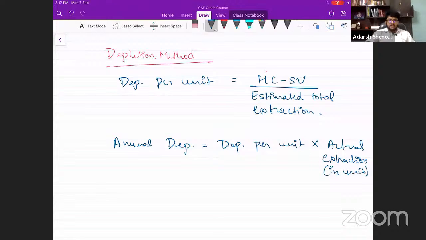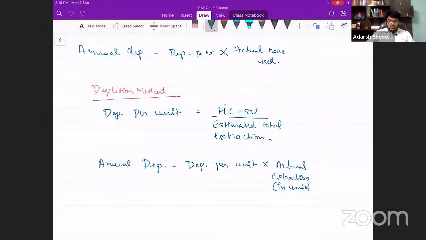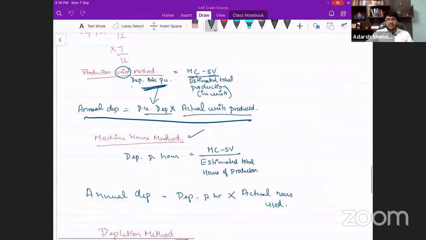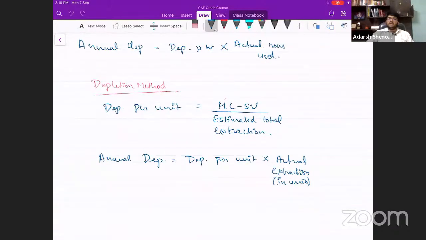That's it. A step. That's all. These three methods are similar. Yes, they are similar. Only thing is the parameters are different. The units are different.